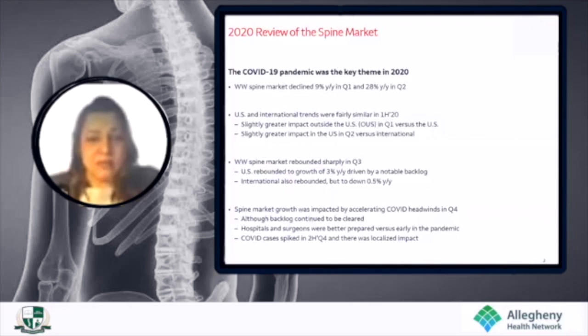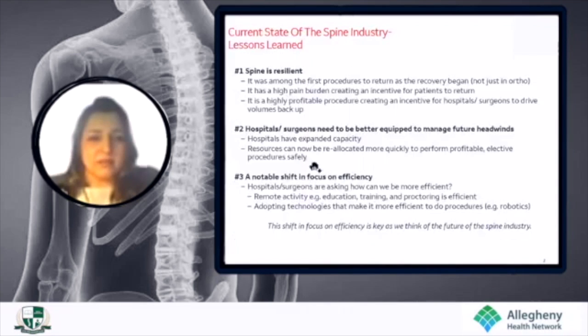Spine market growth was impacted by accelerating COVID headwinds in Q4. A number of companies pre-announced this week, so it does seem that the COVID headwinds accelerated through year-end 2020. Although the backlog continued to be cleared, at least initially in the quarter, hospitals and surgeons were better prepared versus early in the pandemic. COVID cases spiked in the second half, especially through December, when people usually place a lot of stocking orders. It seems like that did not occur, and there was a localized impact.